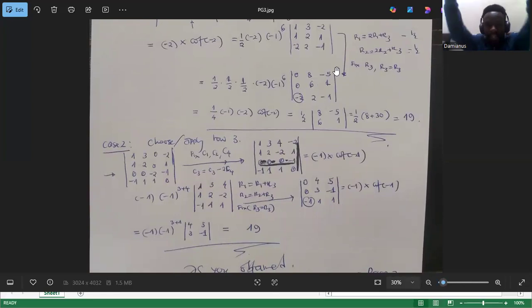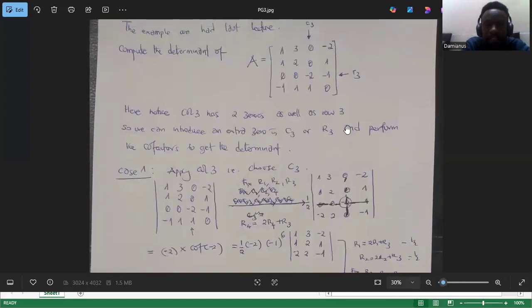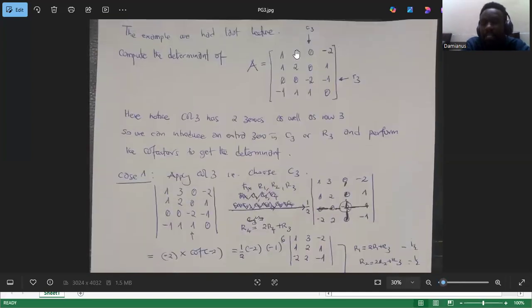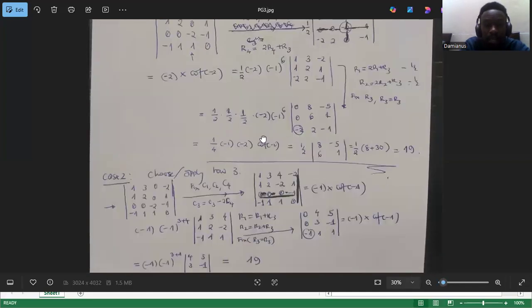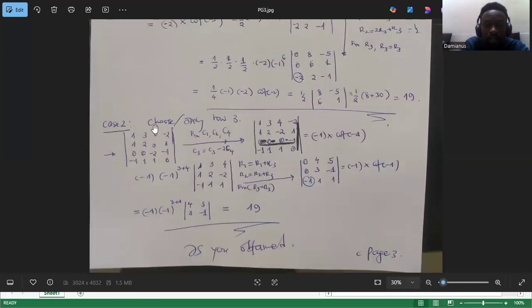Okay, fine. Now we can do the same thing along, remember I told you, you notice this matrix has zeros, these two zeros or these two zeros. So we can now use row 3. So case 1 is done along column 3. Now case 2 is along row 3. So far so good? Yeah, I believe.